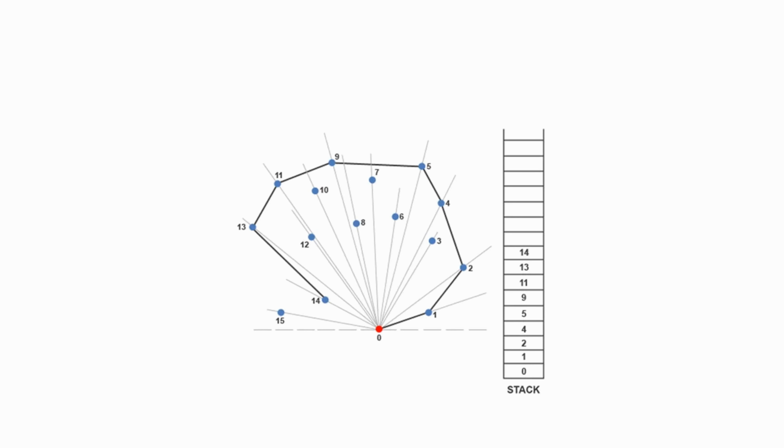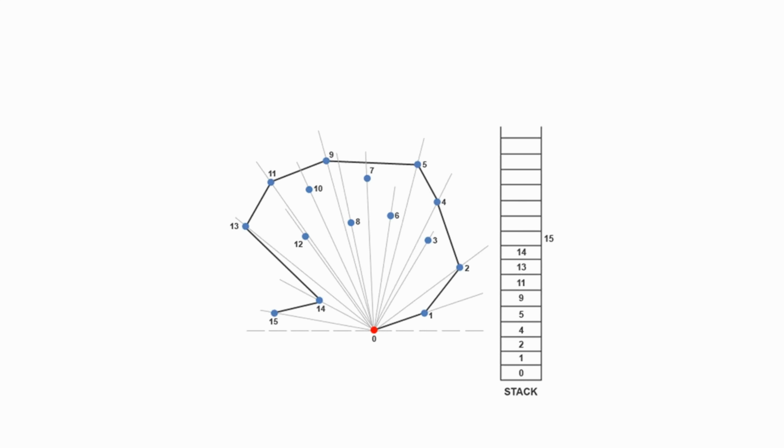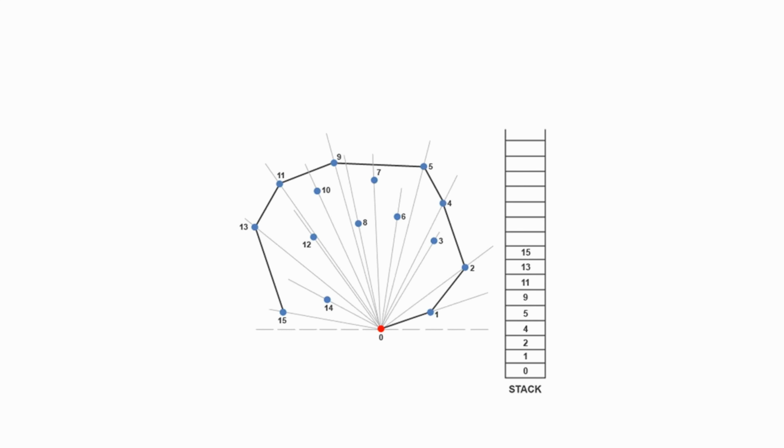A left turn is made at point 13 to get to point 14, so point 14 is pushed onto the stack. A right turn is required to go from point 14 to point 15. Since a right turn was made at point 14, it is popped from the stack. The path to point 15 from point 13 is examined next.